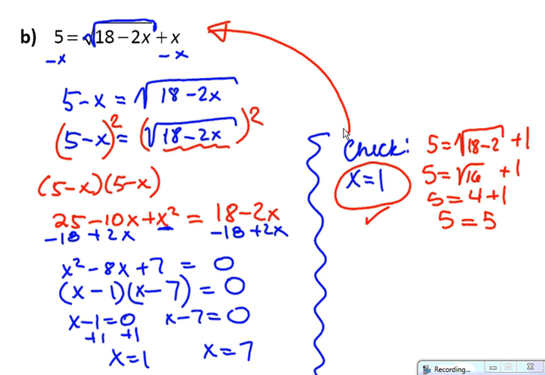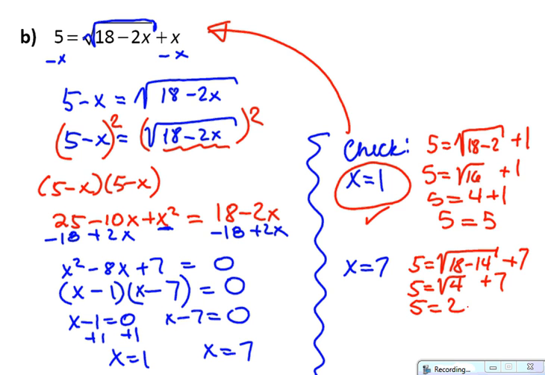And then let's check the other answer, which was 7. So that will give me 5 is equal to the square root of 18 minus 2 times 7, that's 14 in that radical, and then plus 7 outside. So that's 5 is equal to the square root of 4 plus 7. 5 is equal to 2 plus 7. 5 is equal to 9. Not true. So x is equal to 7, we'd say is extraneous.